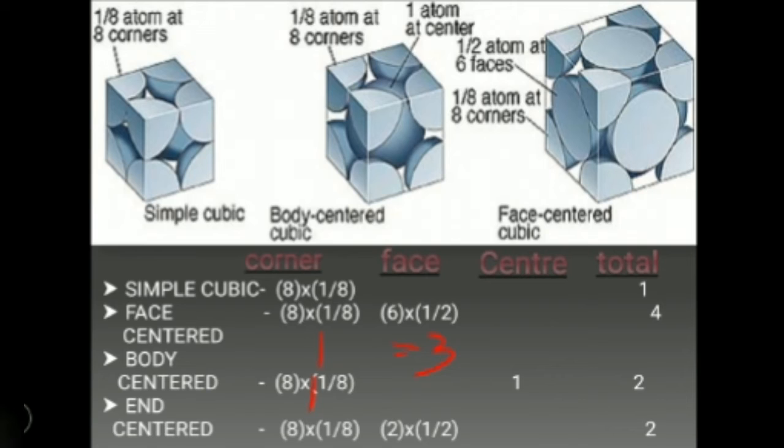1 plus 1, 2. In the end centered, here there are 8 corners and an end centered. Just imagine this face centered cubic cell, the last portion, these two. This is not there, all these are cancelled out. Only the top and the bottom, only these two are there. In face centered it is half, it is the same, but the atoms present on all the faces are cancelled. That is the only difference. So half into 2, this one and this one, which will lead to 1. So here 1 and this 1, 1 plus 1 giving rise to 2.